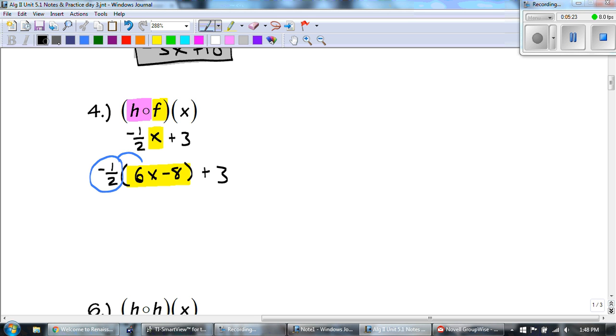So negative 1/2, half of 6 is 3, and it's going to be a negative 3x. Half of 8 is 4, and a negative times a negative makes that a positive 4. The 3 stays back there, and then combine your like terms, and we get negative 3x plus 7.